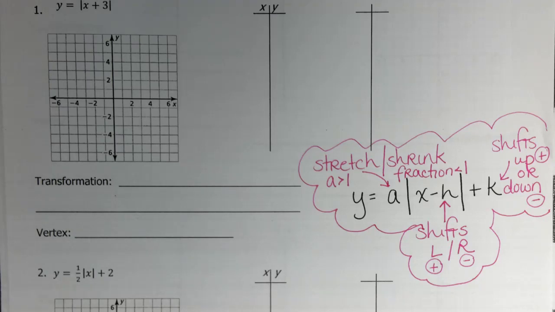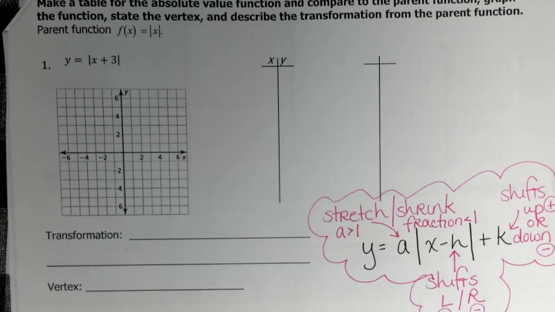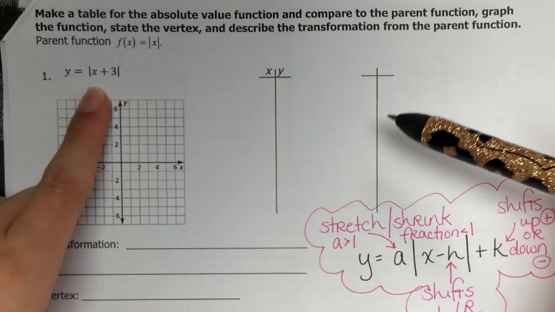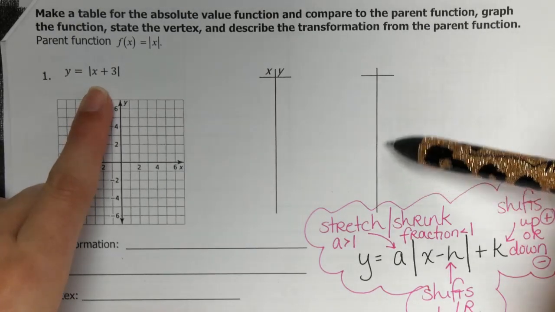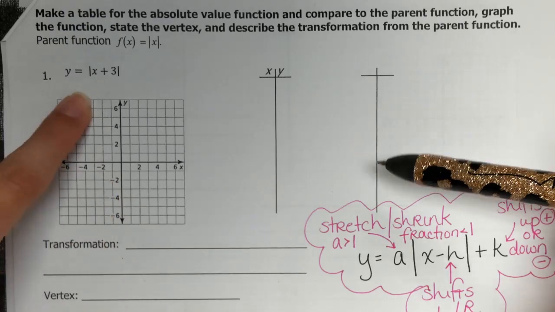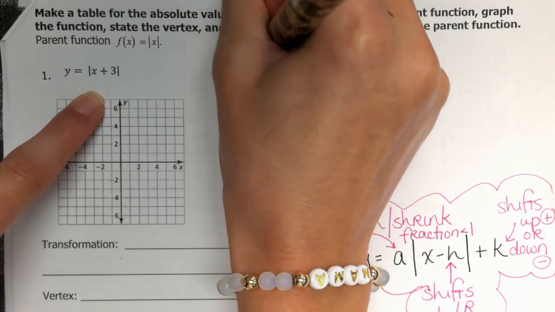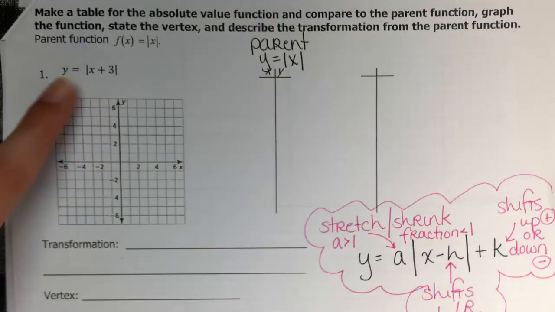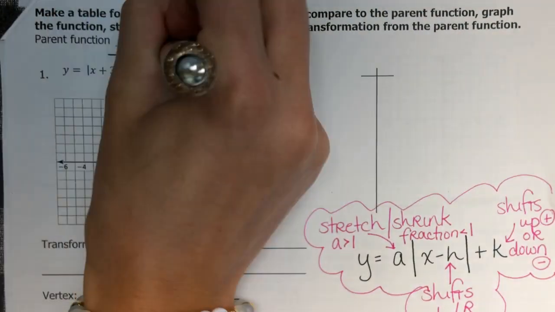All right, so what we're going to do is we're going to have a function. We're going to do the parent function table and graph the parent function. Then we're going to look at our equation and see how we're going to build this table to get the transformation table to get the transformation graph. So we know the parent function is y equals absolute value of x. If you forget, it's right there.